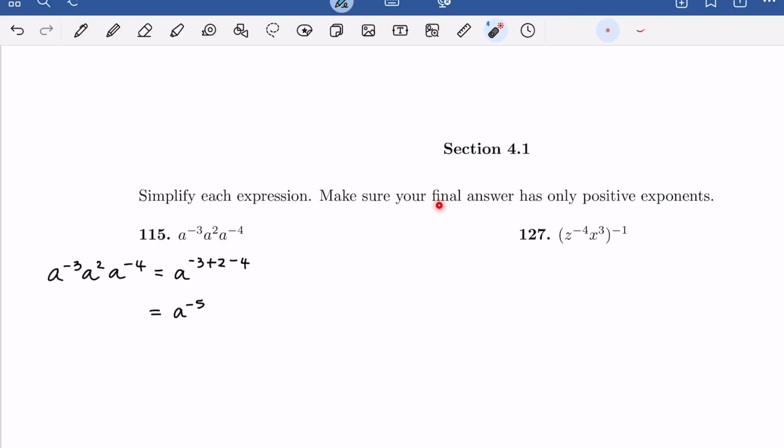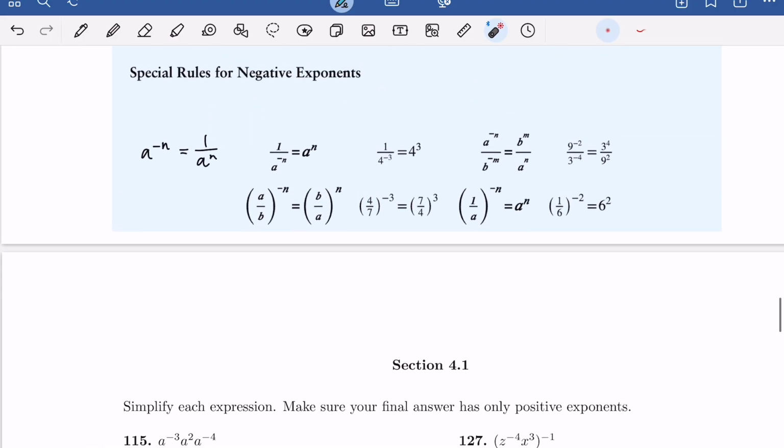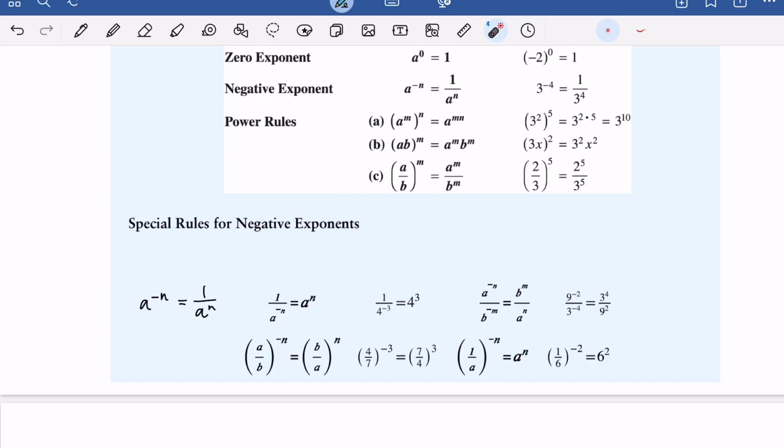But remember, we want to make sure our final answer has only positive exponents, so we need to rewrite this with only positive exponents. Now, in order to do so, let's go back up to this summary here. These are our special rules for negative exponents. This is from our textbook, and I also wrote this one in here. If we have something raised to the negative nth power, rewriting this with a positive exponent is the same as taking the reciprocal of this. And then in our denominator, we're going to have our positive exponent. So the reciprocal of a is going to be 1 over a raised to this positive power.